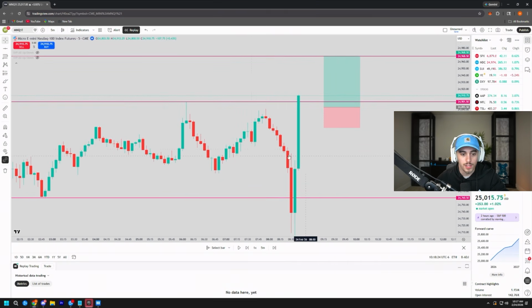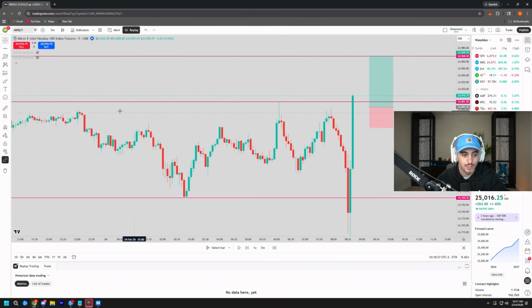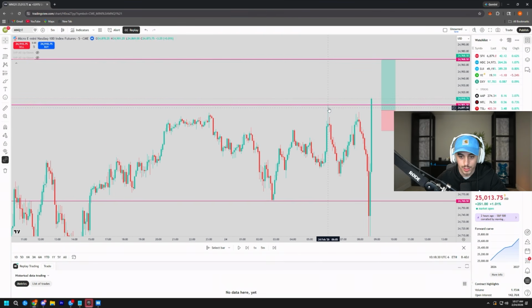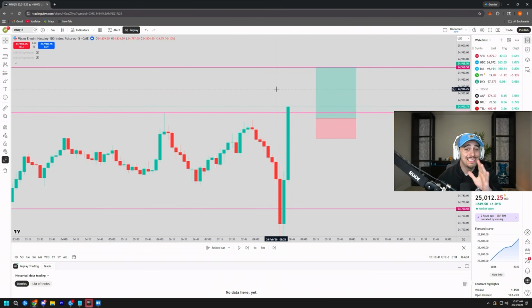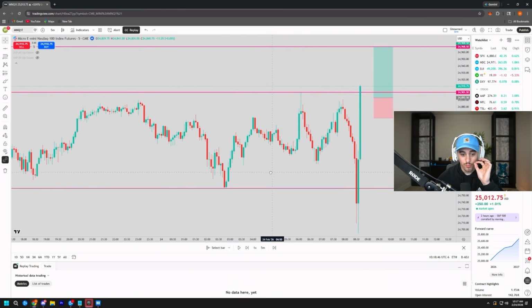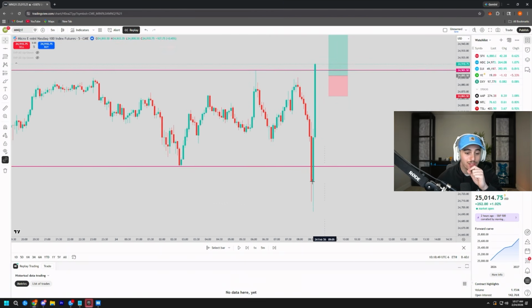But if we come to the 5 minute, you see we actually take out this London high, which was right here at 24902. And at this point, I'm still really not looking for shorts. Why am I not looking for shorts? Because to me, this is accumulation, manipulation into these lows, and distribution higher. Yes, we distributed to this external draw at the London high. But most of the time, you will have some kind of retracement on the distribution leg.